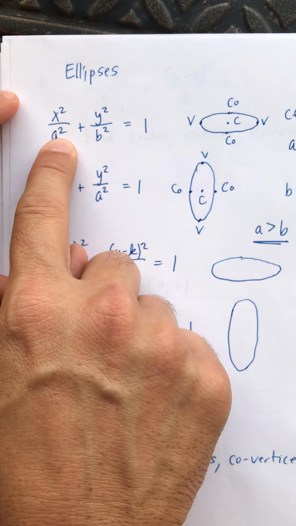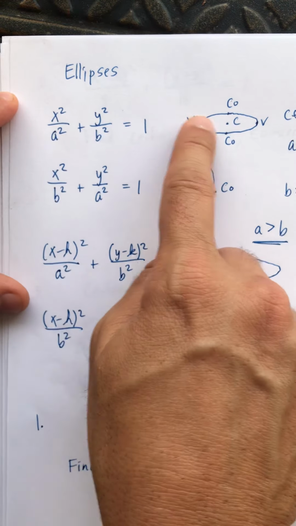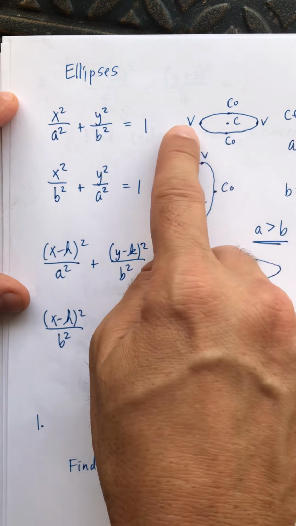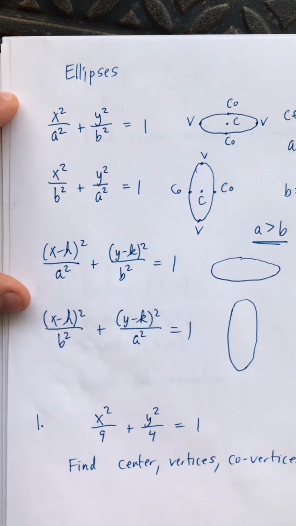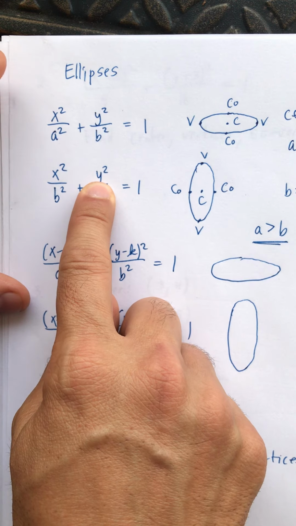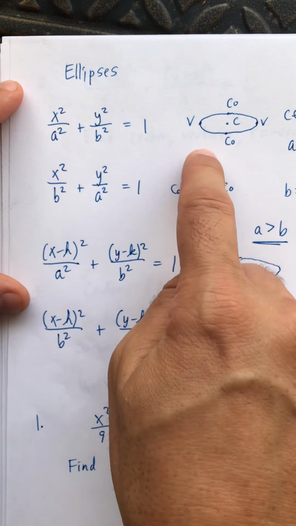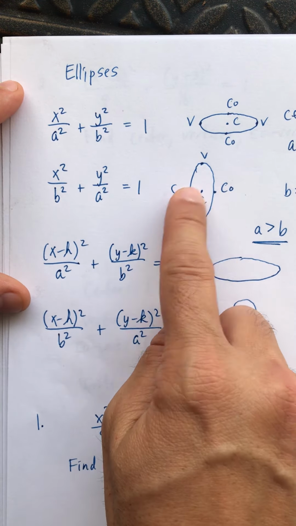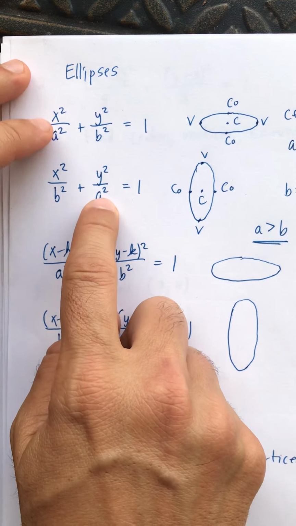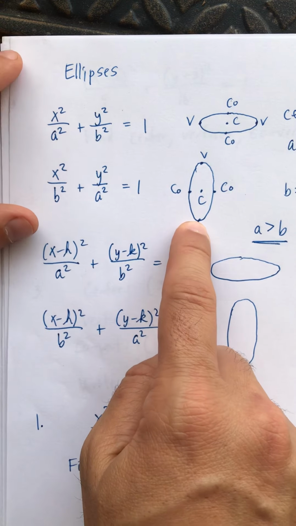So if the bigger number is under the x, it's a horizontal ellipse, meaning the vertices are to the left and right of the center. The co-vertices are above and below the center. If the larger number is under the y, the vertices now are above and below, and the co-vertices are left and right of the center. Again, a is always greater than b. So the bigger number tells you horizontal or vertical ellipse.